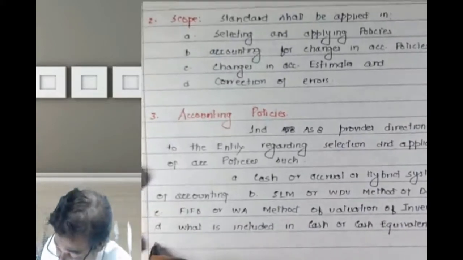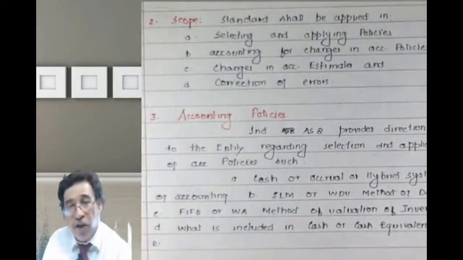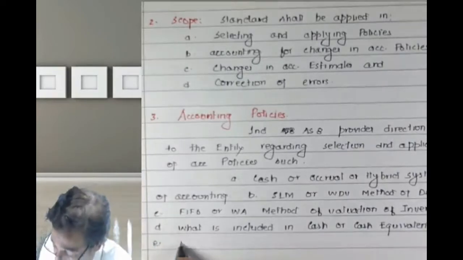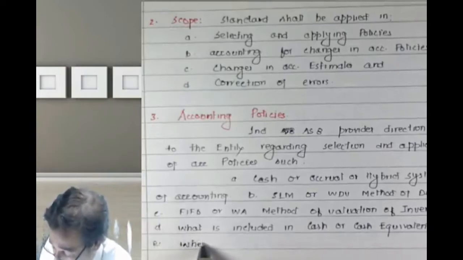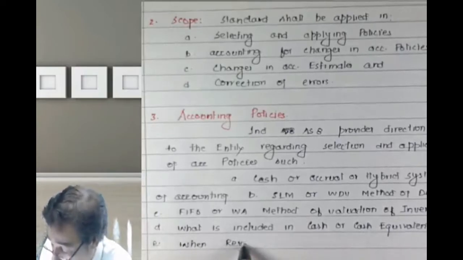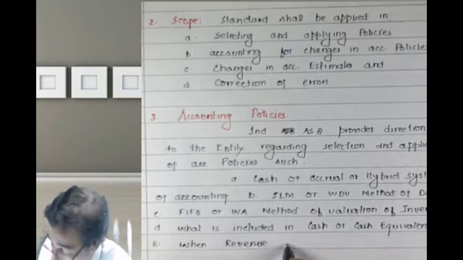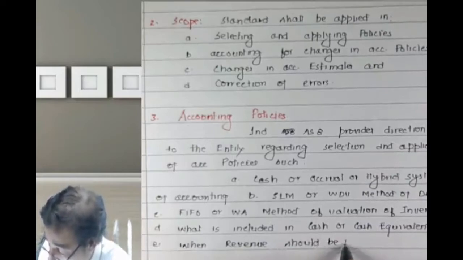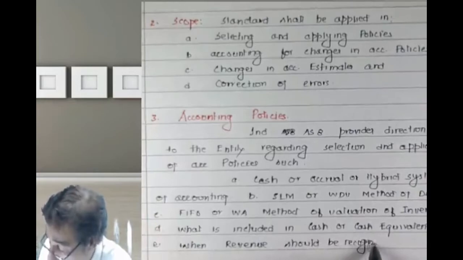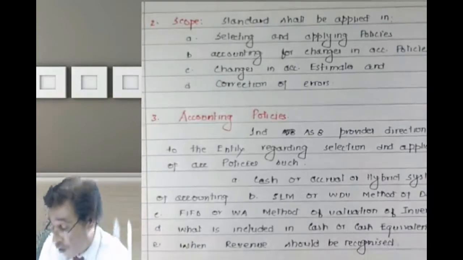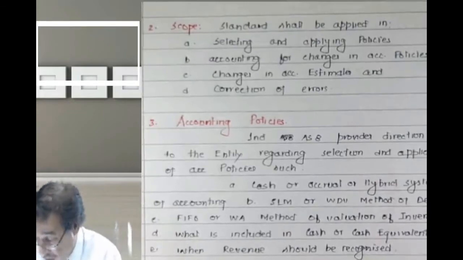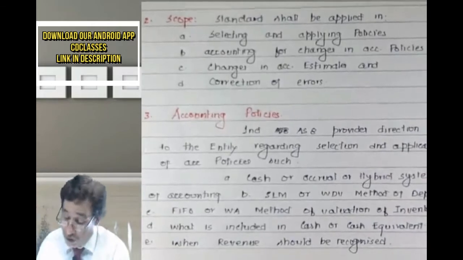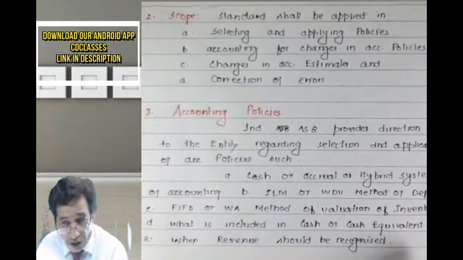Similarly, an entity may face a dilemma exactly at what point of time we need to recognize the revenue, and for the same it will have to frame out some policy. When should revenue be recognized? So you can see, as far as this particular standard is concerned, it is very, very vital because it has a great bearing on accounting policies.